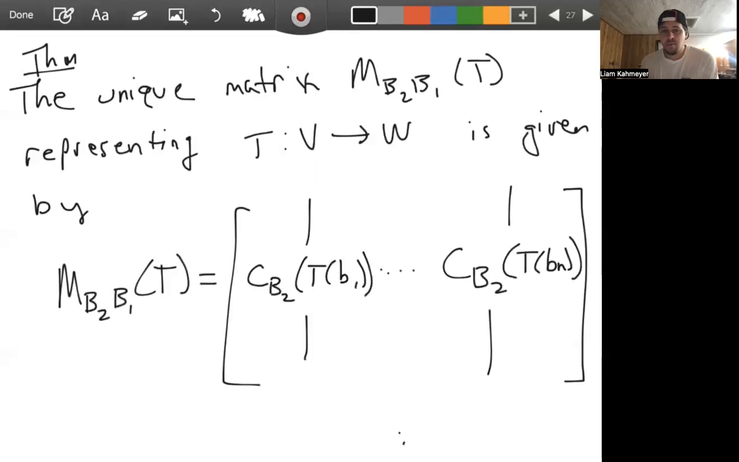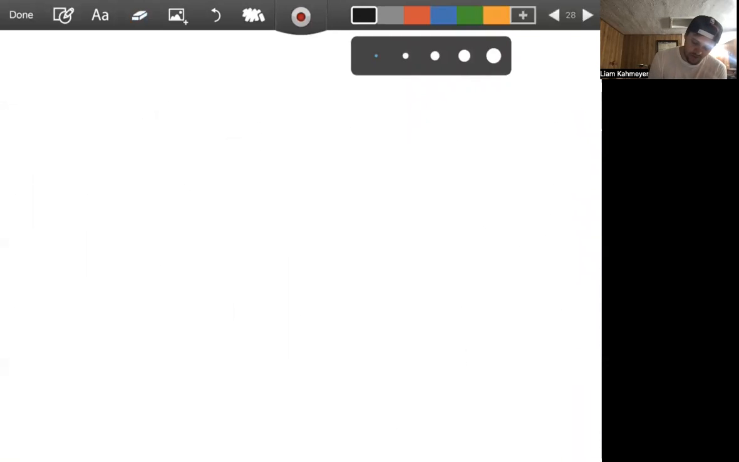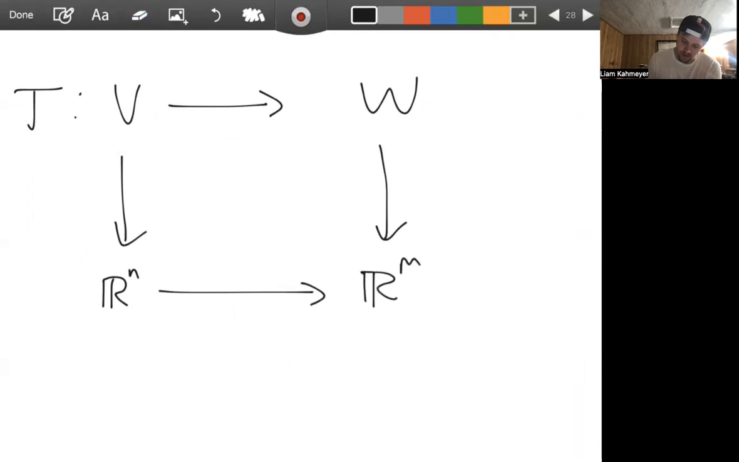So this is an n by m matrix, n columns, m rows, right? And here, what are we doing? For each column, let's write out what we have here. We have T going from V to W, and then we also have these coordinate transformations, R^n to R^m here. And really, this is where the matrix is going to live, M_B2,B1(T), because a matrix is still a function from R^n to R^m.